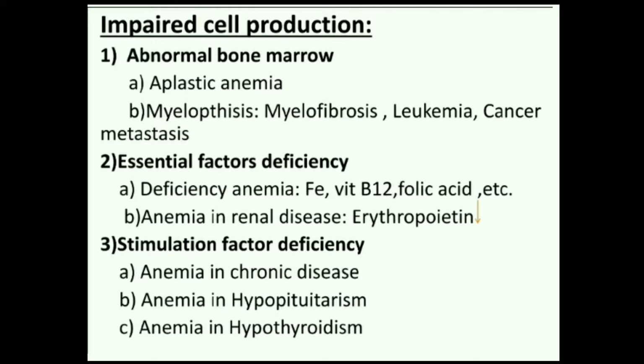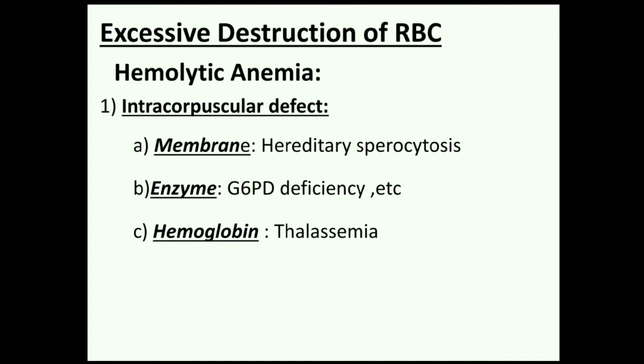Excessive destruction of RBC. Hemolytic anemia. This may be due to intracorpuscular defect or extracorpuscular defect. Intracorpuscular defects like membrane defect, which is hereditary spherocytosis. Enzyme defect is glucose 6-phosphate dehydrogenase deficiency, etc. Hemoglobin defect is thalassemia.